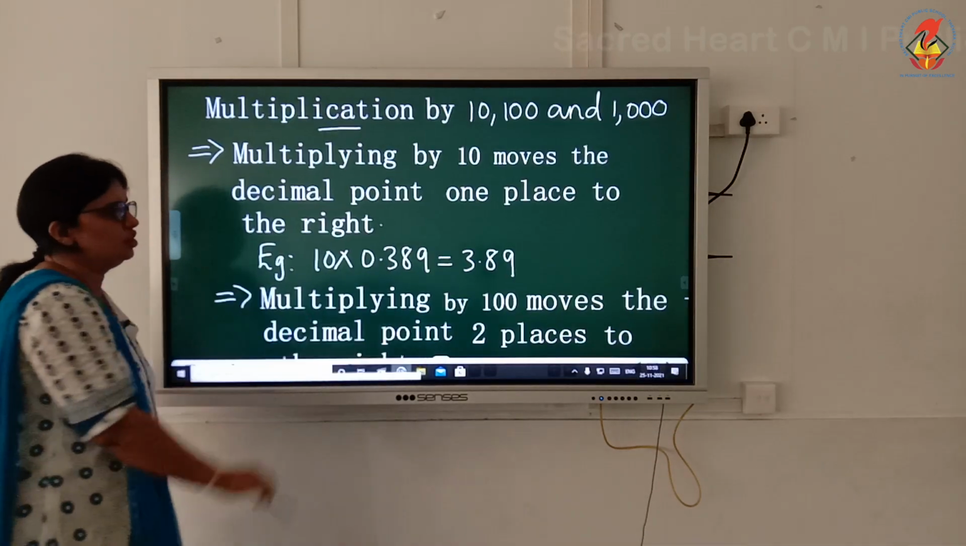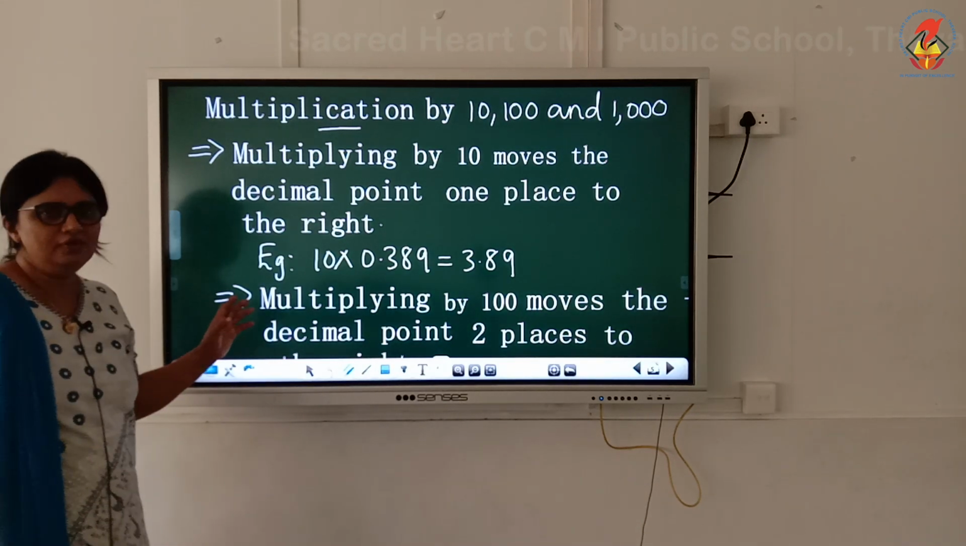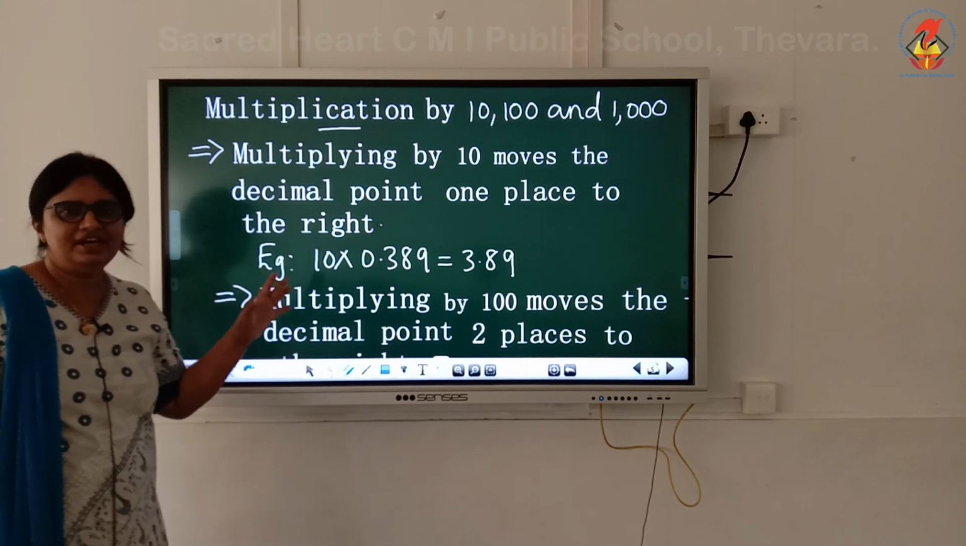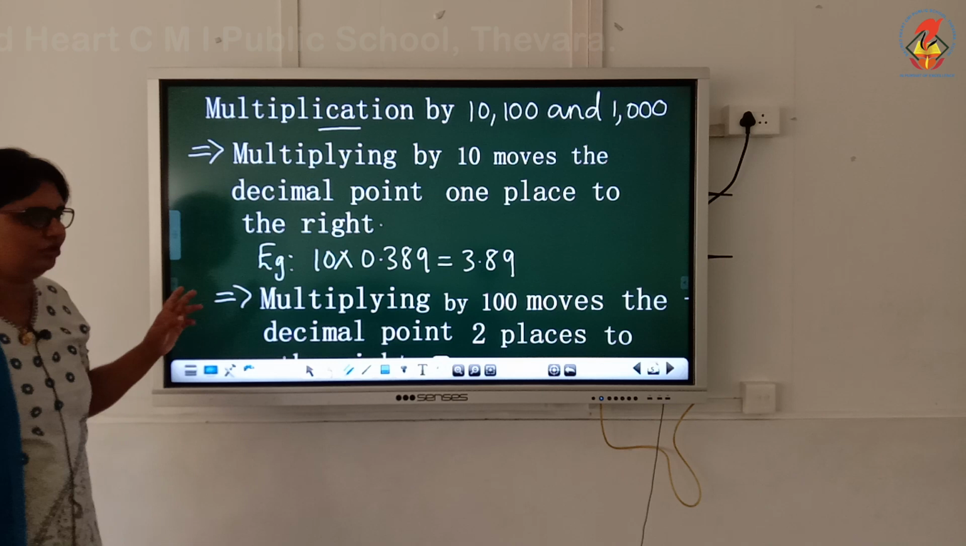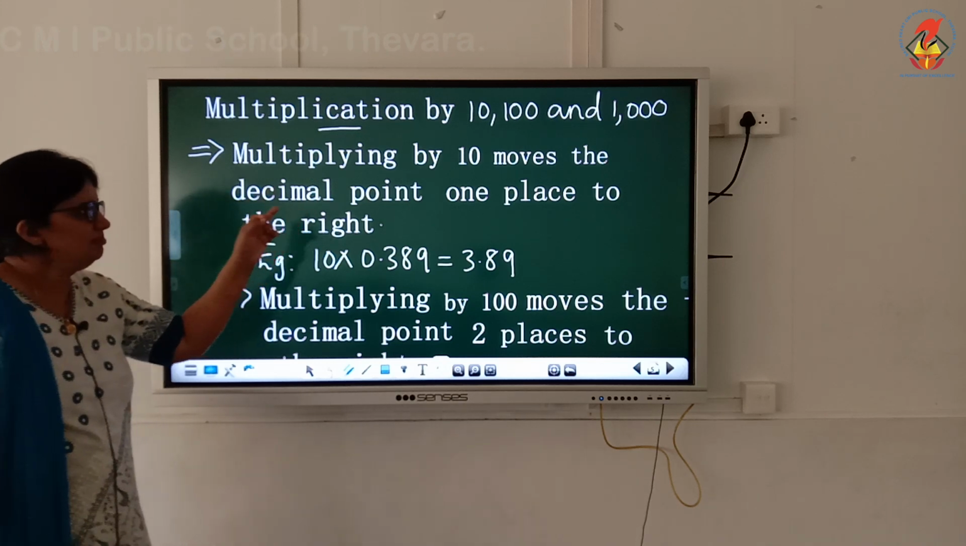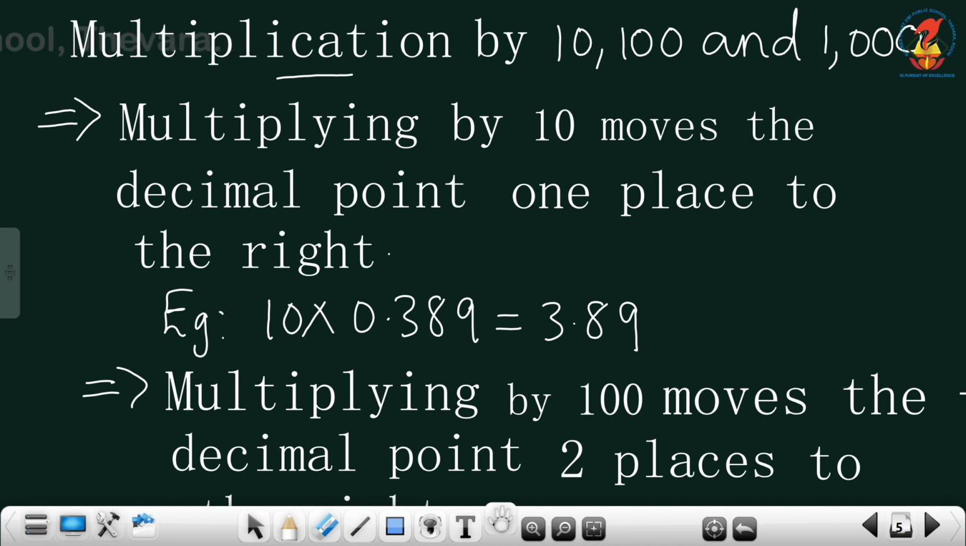See, multiplication by 10, 100 and 1000 only, right? First, multiplying by 10 moves the decimal point 1 place to the right only. Okay, and 10 into 0.389, what will happen here? For multiplying by 10, the decimal point moves 1 place to the right only.